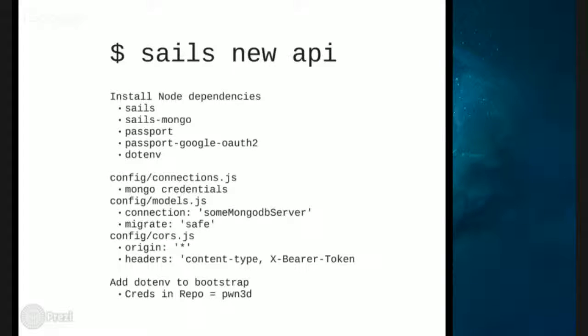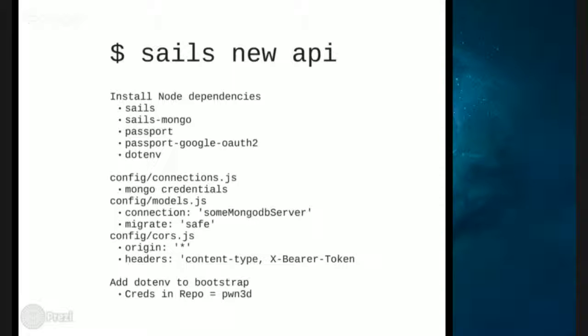Let's talk about what our API is going to look like. We're going to use Sails' ability to generate an API to get us off the ground. It's similar to Laravel or tools like that. So sails new API will give us a folder. Inside of that folder, we will install sails-mongo, Passport's Google OAuth 2 library, and dotenv, because if you don't put your credentials in your repository on GitHub, then you are in a better spot than most people.